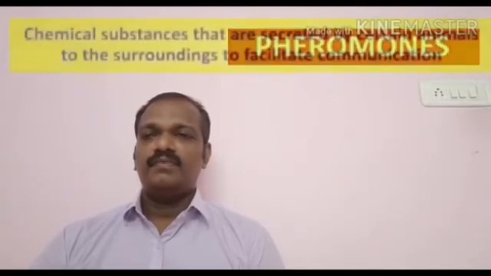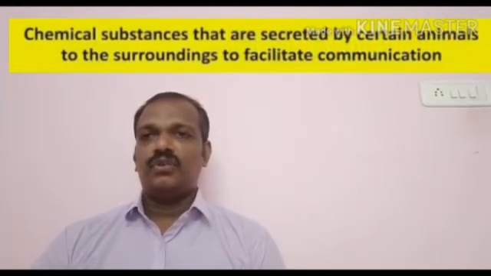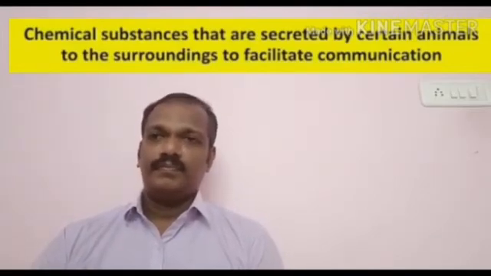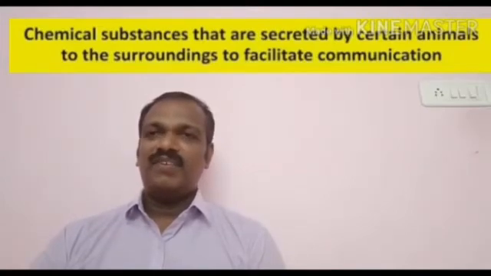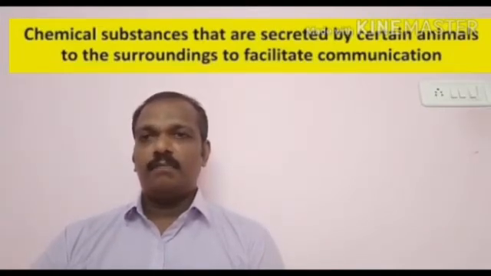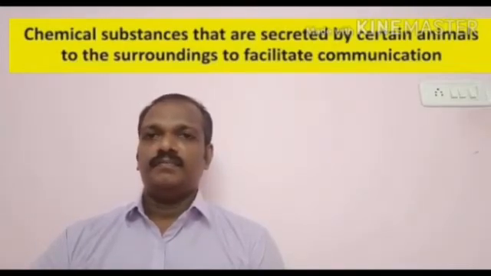Some organisms secrete certain chemical substances to the surrounding to facilitate communication, and these are called pheromones. Pheromones are specific to each species. One type of pheromone is identified by organisms of the same species. Organisms of other species cannot recognize the smell of the pheromone.